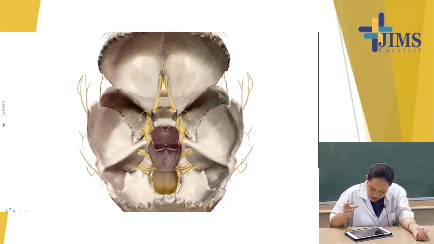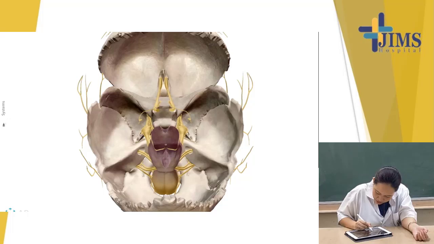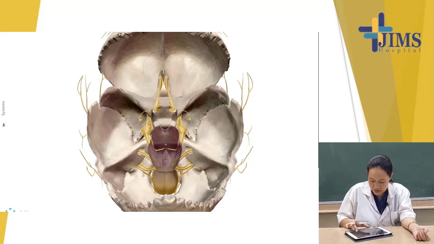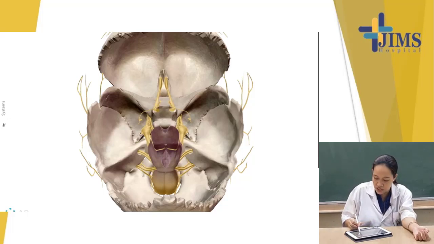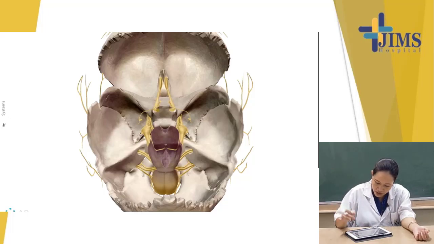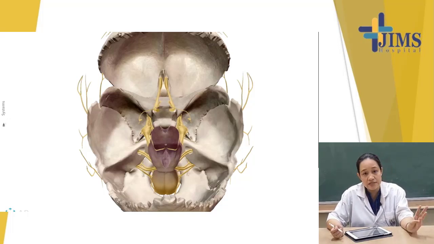So, same thing you can see, this is the posterior clinoid process here. Then after it passes lateral to the posterior clinoid process, it appears in the lateral wall of the cavernous sinus here, and passes forward within the lateral wall of the cavernous sinus. Once it passes to the cavernous sinus, you need to remember certain relations, that is, it is related to two more cranial nerves.